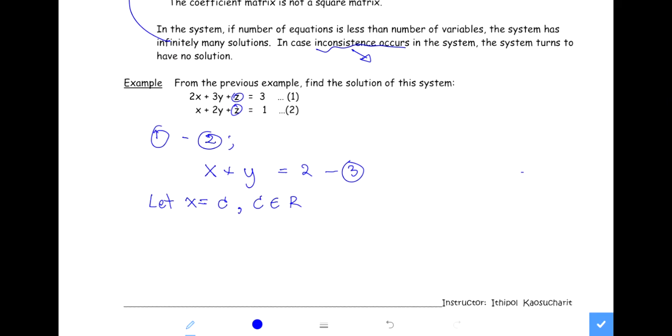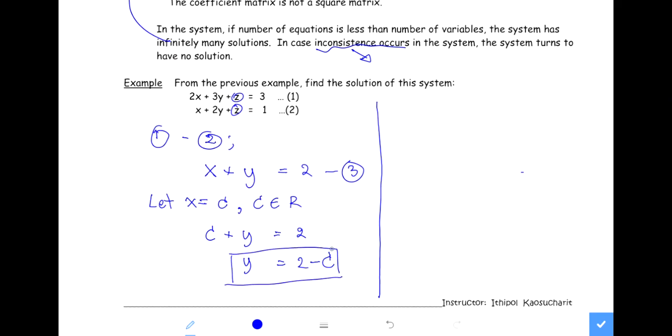So you go back to equation number 3. Your x is now equal to the constant c, so c plus y is equal to 2. You change the side a little bit, and you will have y equal to 2 minus c. And you keep this one, maybe I put it in a box like that.